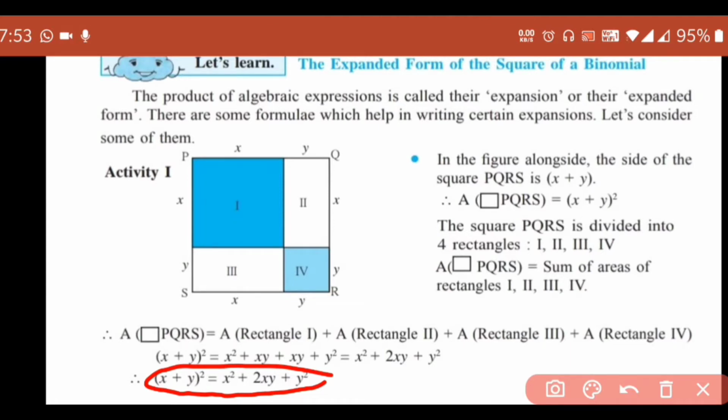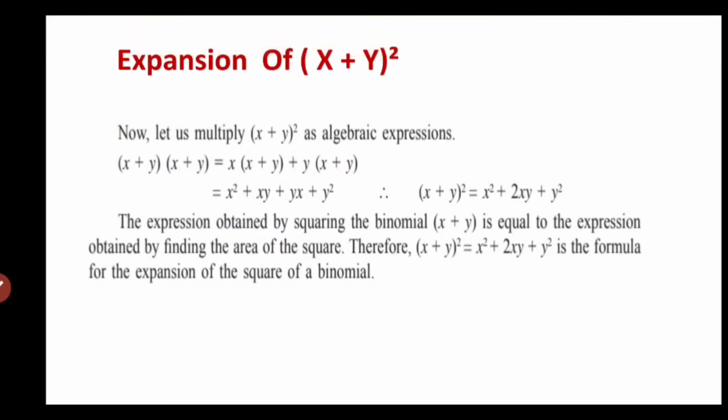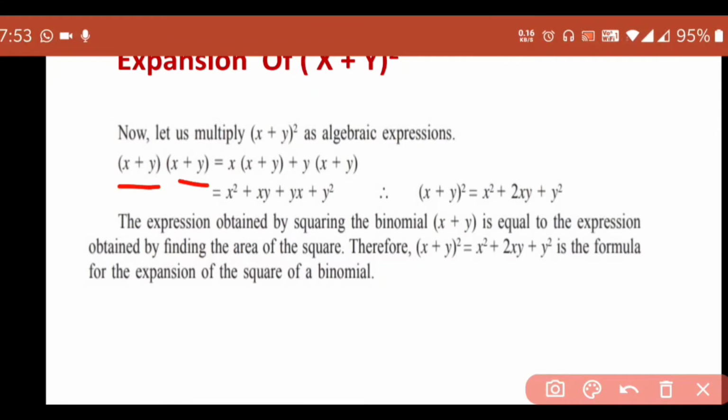Now let us multiply, right, in the multiplication form. So now let us multiply x plus y square as algebraic expressions. So we get x plus y into x plus y. As it is square, we have to multiply the same algebraic expression by itself. So x plus y into x plus y, we get x into x plus y, that means first term into second bracket, plus second term into second bracket again. So in this way we have to multiply the brackets.